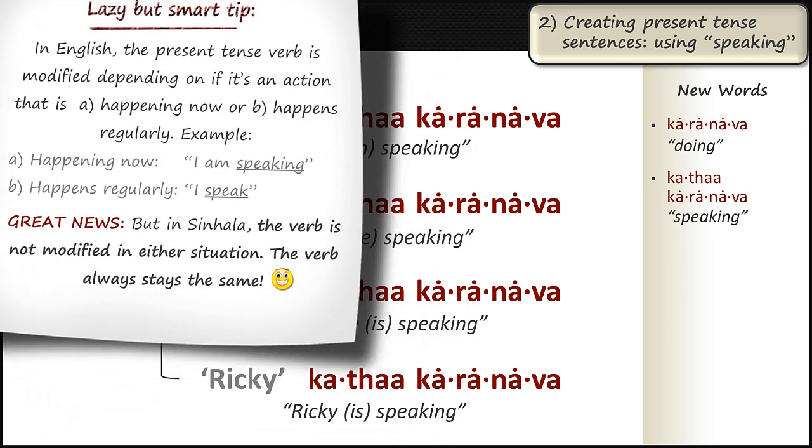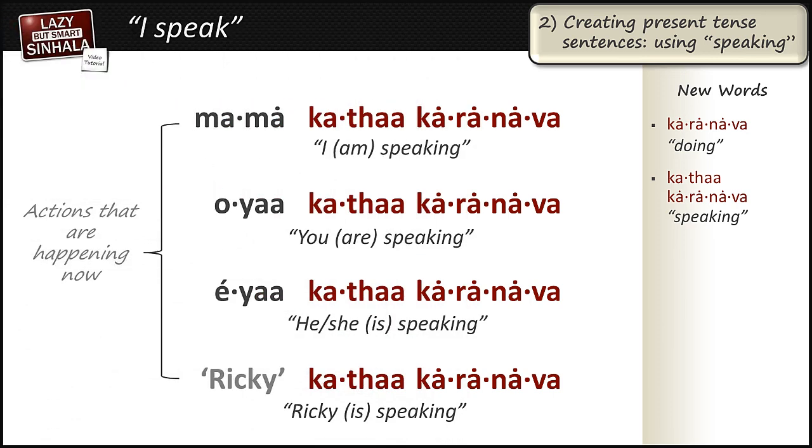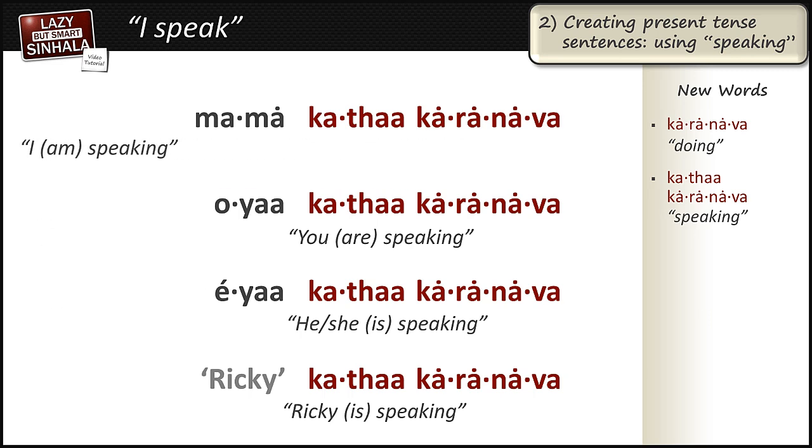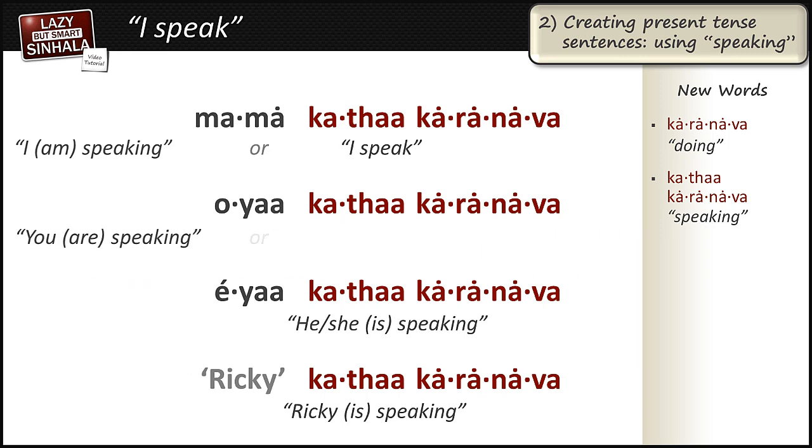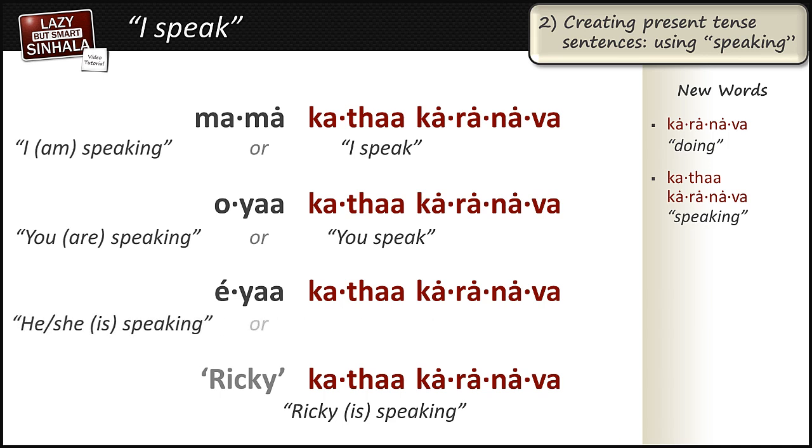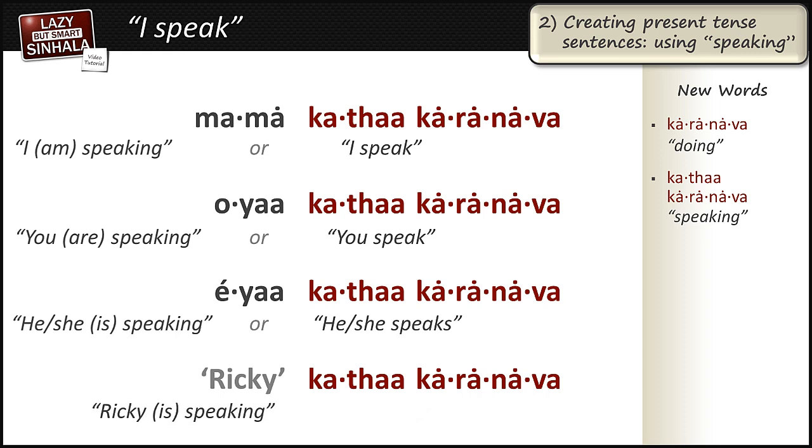So what does this mean for us? It means that things just got really simple because each of these sentences could also be used to indicate an action that happens regularly, which more importantly for us means we don't need to learn anything new. So, mama kata karna can be used for I am speaking or I speak. Oya kata karna can be used for you are speaking or you speak. Eya kata karna can be used for he or she is speaking or he or she speaks. And Ricky kata karna can be used for Ricky is speaking or Ricky speaks.